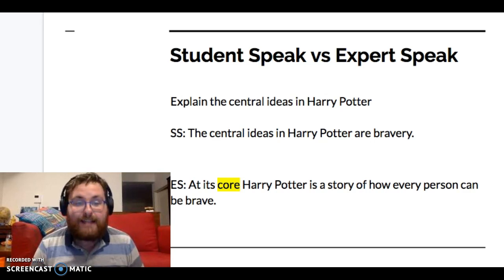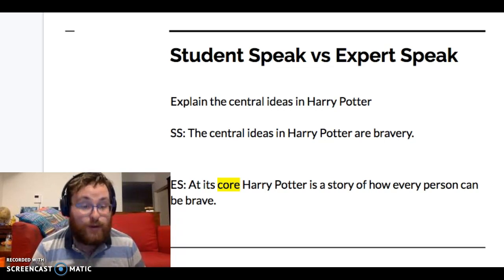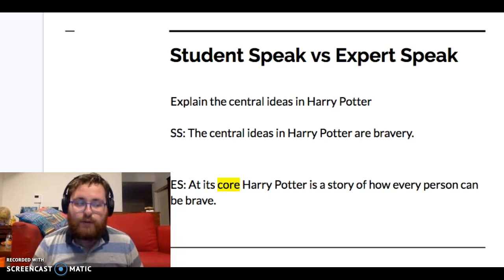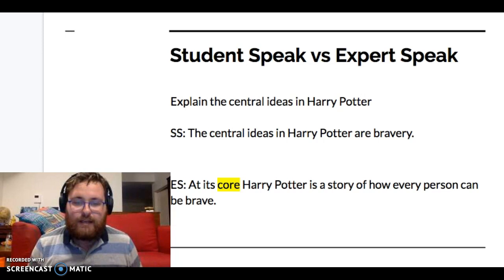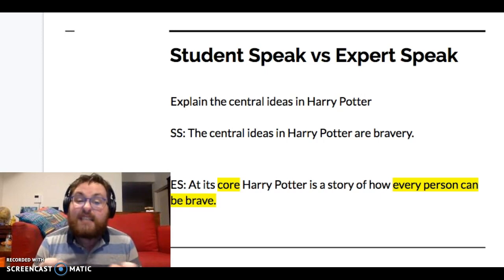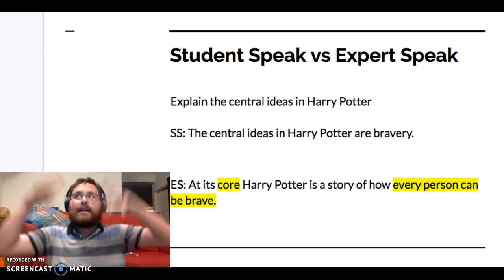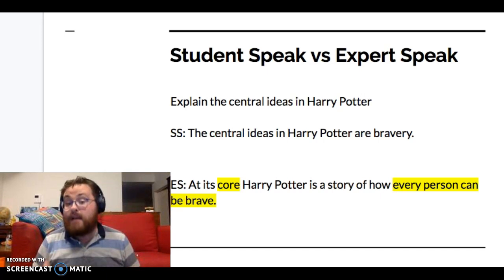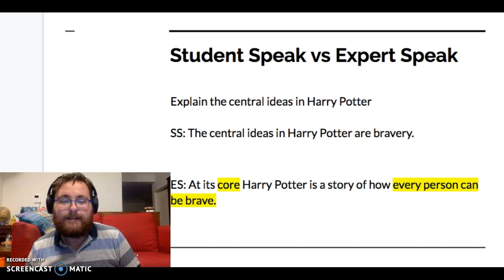By saying core, it's a synonym for central. So you're not reusing the language of the question, which means you understand the question. By using synonyms, what you're saying to the marker is, I know what you're asking, and I'm going to show you that by being a little bit fancy with my language. And the next thing it does is it doesn't just say bravery, it says a particular type of bravery. It's being really specific. Generally speaking, student speak is broad because you're explaining a big concept, but experts tend to talk about one specific thing. It's not just bravery, it's how every person can be brave. It's not just sacrifice, it's what motivates us to sacrifice.